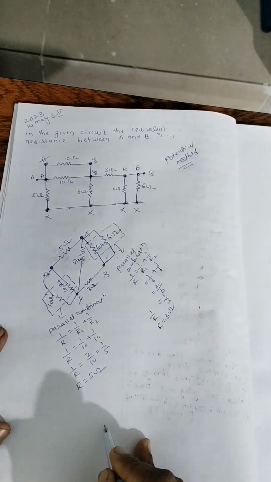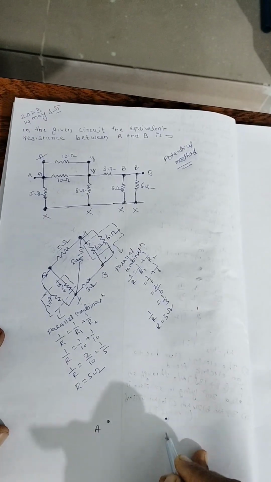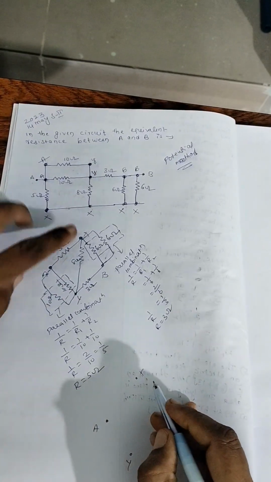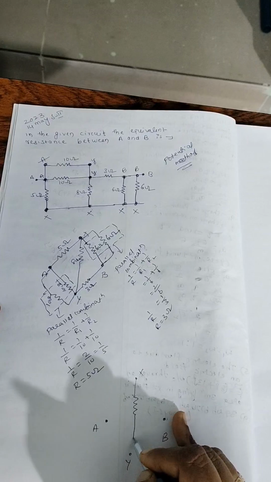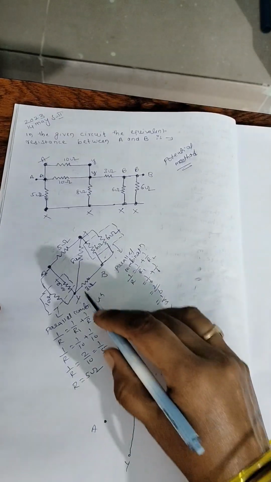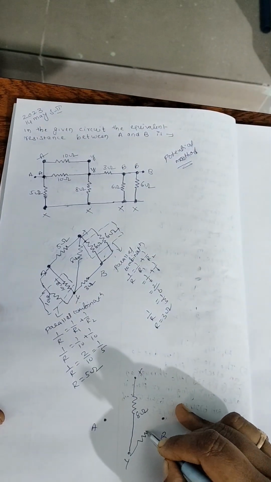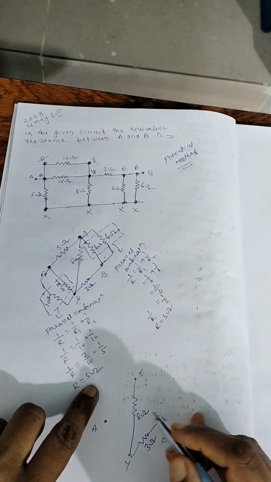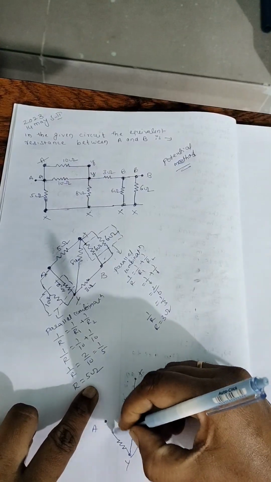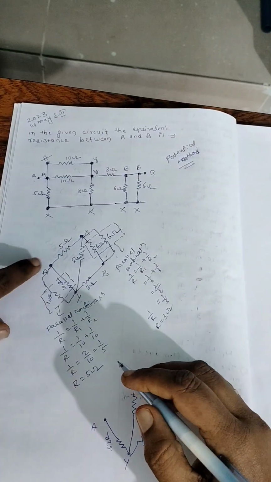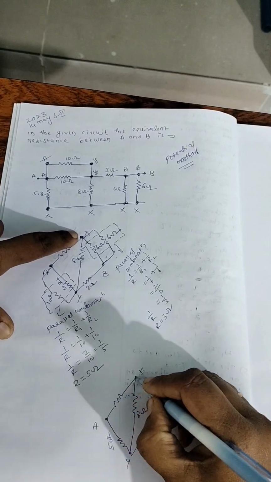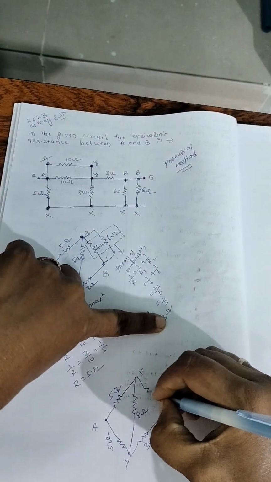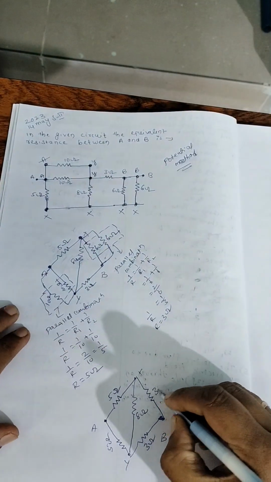So now put the points A, B, X, Y. Between X and Y, 8 ohms is present. Between Y and B, 3 ohms is present. Now between A and Y, 5 ohms. Now between A and X, again 5 ohms. Now between X and B, we got 3 ohms.